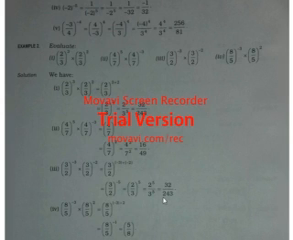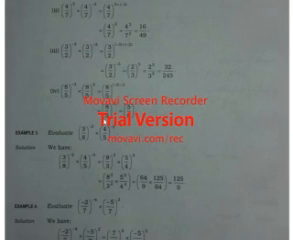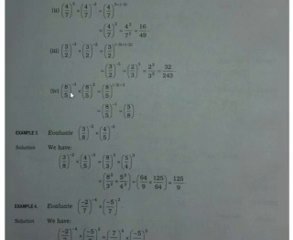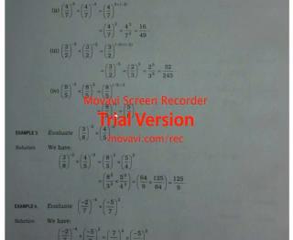Okay. In the same way, if you will go below, question number 4, it is (8/5) raised to the power -3 into (8/5) raised to the power 2. So it becomes (8/5) raised to the power -3 plus 2, that is (8/5) raised to the power -1. And when we make it positive, it becomes reciprocal, that is 5 by 8.